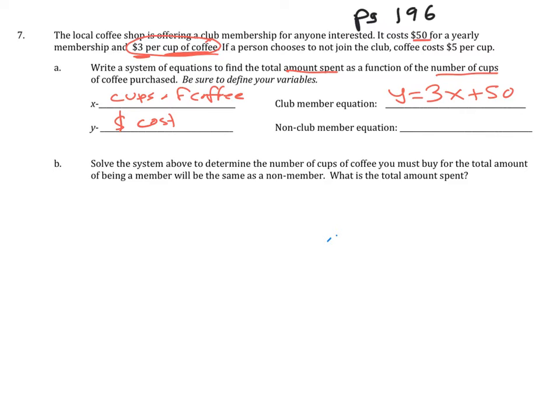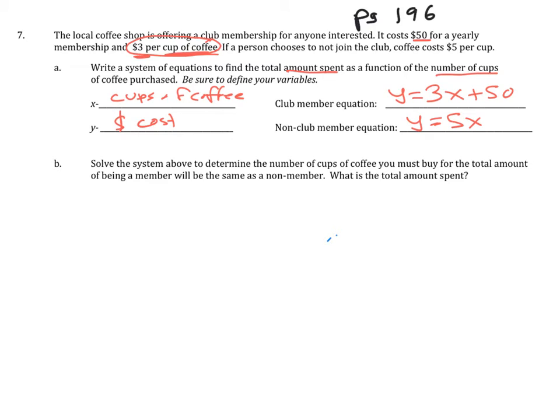And then my non-club member equation, my total cost would be, well, I'm not having an initial fee, but it costs $5 per cup. So my rate is $5 per cup, so 5x plus 0, because there's no startup cost because you're not doing a membership. All right, so we have these two equations. Now we're solving the system above to determine the number of cups of coffee.